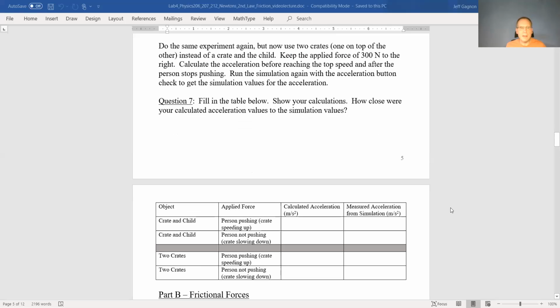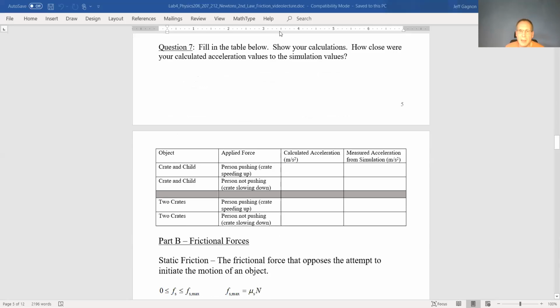Okay, so again, here's question 7. Here's the table of data. You're going to calculate the acceleration when the person is exerting a force on it. Then after they let go, and the only thing acting on it is the kinetic frictional force, you're going to measure it by clicking on the acceleration button. Then you're going to do the same thing when you have the two crates, right? So this is the crate and the child, and this is the two crates. And hopefully you get very similar, if not exact, values when you do that.